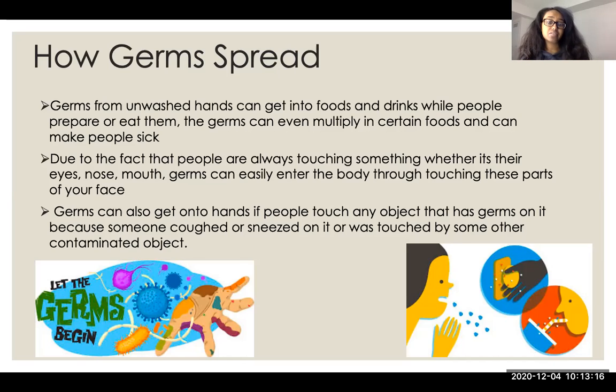Germs can also get onto your hands if people touch any objects that have germs on them because someone coughed or sneezed on it, or it was touched by some other contaminated object. So the most important thing is to make sure when touching objects you clean them, because germs can be very transferable, and probably the most common thing that we're always touching is our phones. Almost everybody in society has their phones wherever they go, and we're always touching things in our household. So it's important to always make sure you're cleaning surfaces, your phones, and the things you use on a regular basis, because germs do spread pretty quickly.